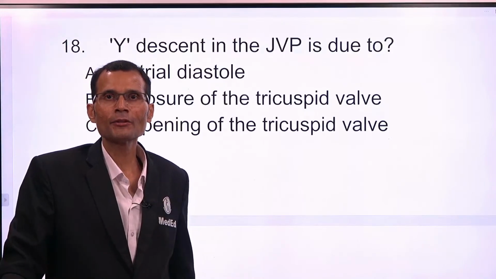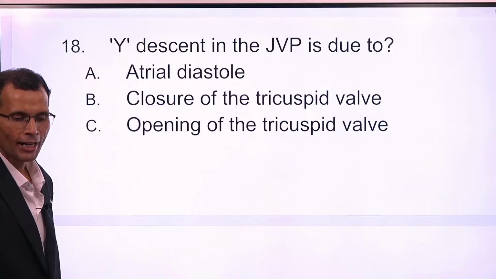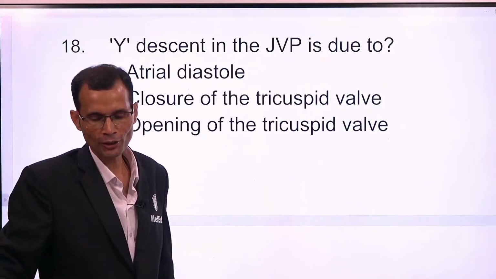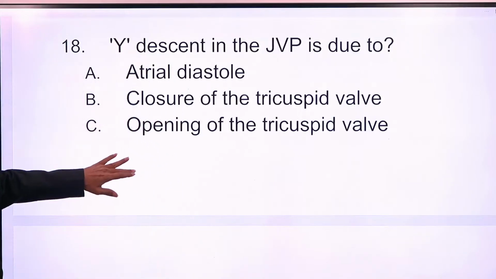Why descent in the JVP is due to what? Opening of the tricuspid valve and followed by, yes, filling of the ventricle. Chinmay is right this time. Chinmay, good. You have come up with the correct answer.